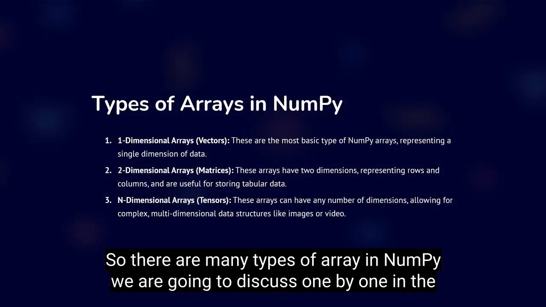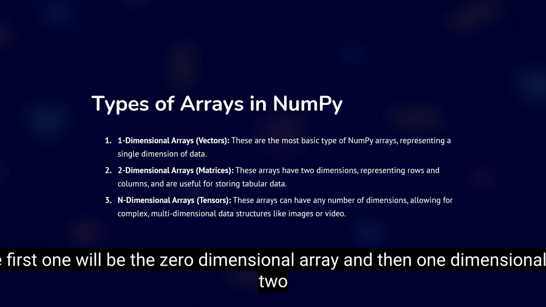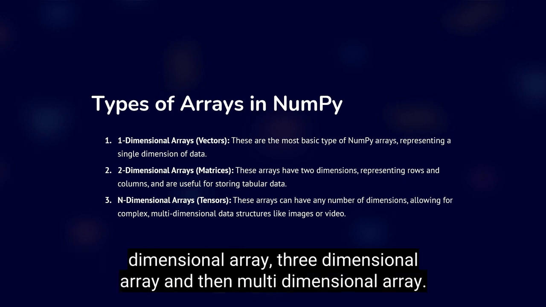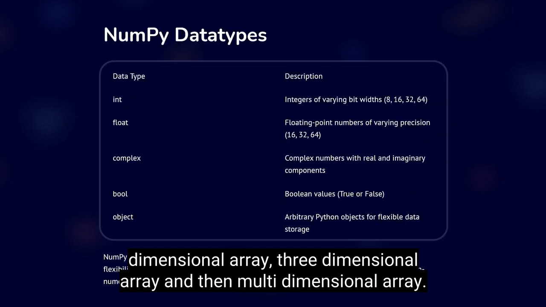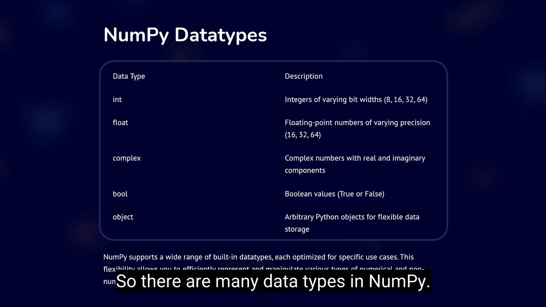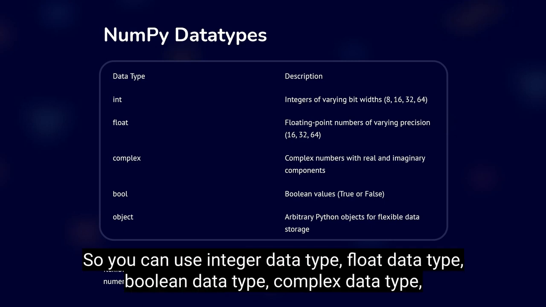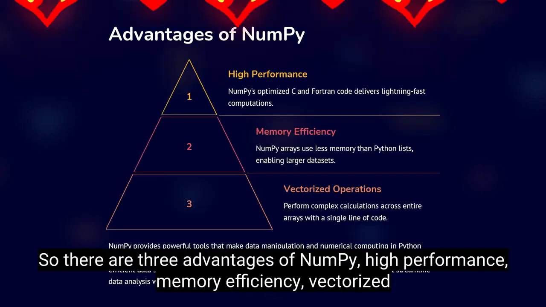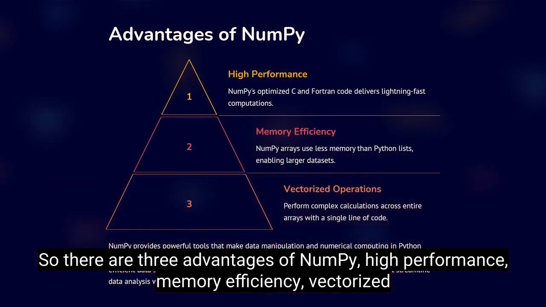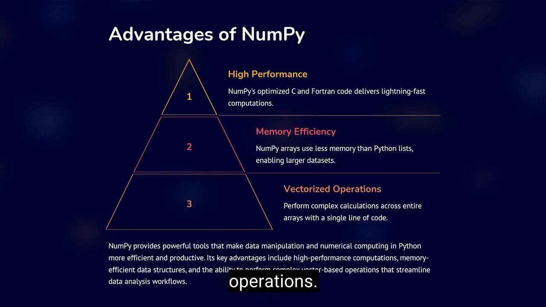So there are many types of arrays in NumPy. We are going to discuss them one by one in the upcoming classes. The first one is the 0-dimensional array, then the 1-dimensional array, 2-dimensional array, 3-dimensional array, and then the multi-dimensional array. There are also many data types in NumPy. You can use the integer data type, float data type, boolean data type, complex data type, and object data type. There are three advantages of NumPy: high performance, memory efficiency, and vectorized operations.